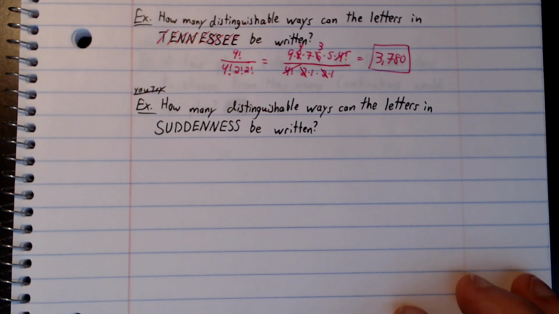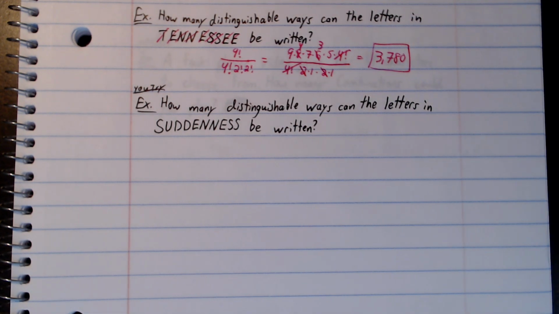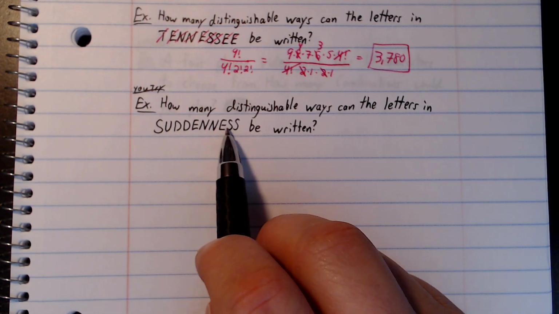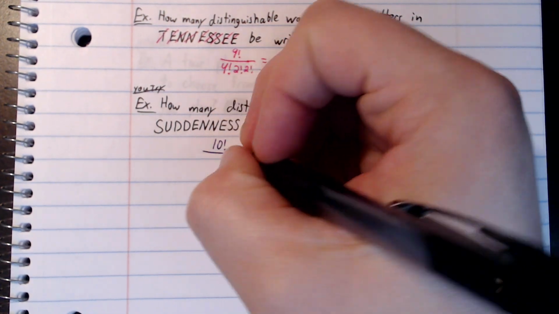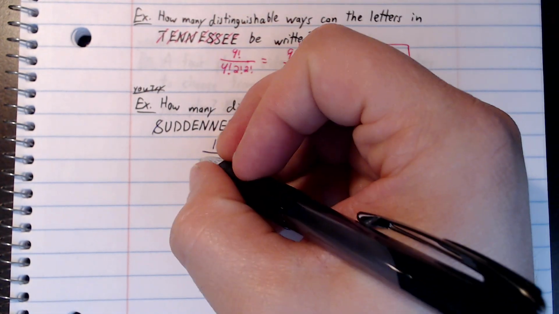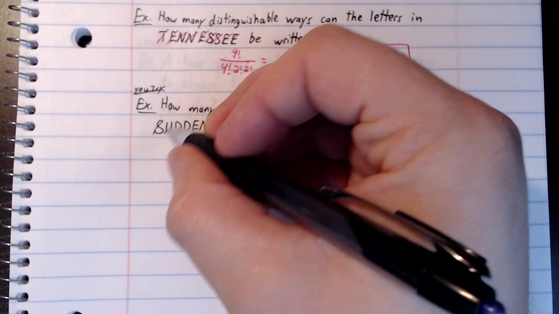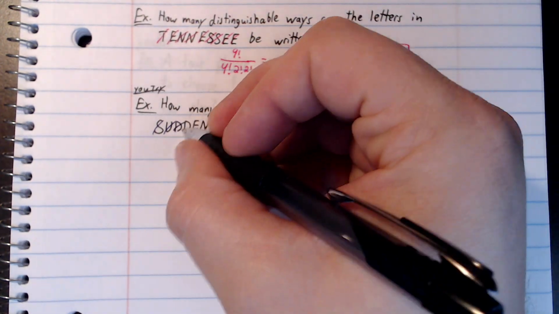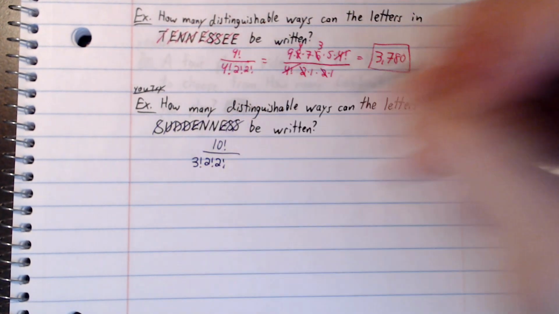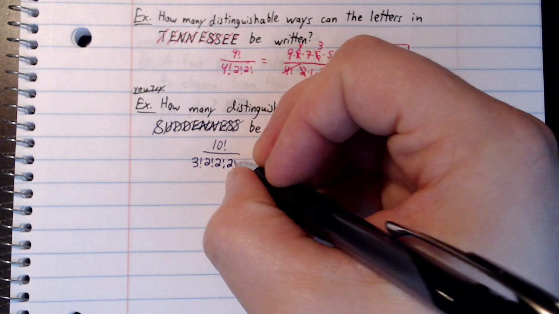So you've got one more here to try. Pause the video and resume it when ready to check. So how many distinguishable ways can the letters in suddenness be written? Well, let's see, there's 1, 2, 3, 4, 5, 6, 7, 8, 9, 10 overall characters. There's 1, 2, 3 S's, only 1 U, so we can ignore that. 2 D's, 2 E's, and 2 N's.